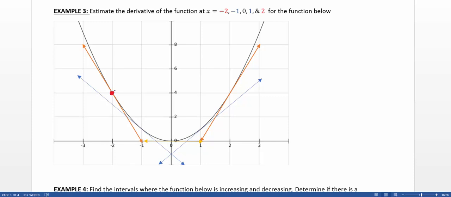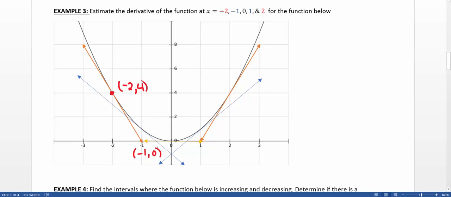So remember, I'm no longer looking at points on the function when I'm approximating the derivative. I'm looking at the points on the tangent line. So I can pick any 2 points I want, but I'm going to try to pick them somewhat strategically. So here, this looks like -2, 4. And then down here, this bottom part of the tangent line looks like it goes through at -1, 0.